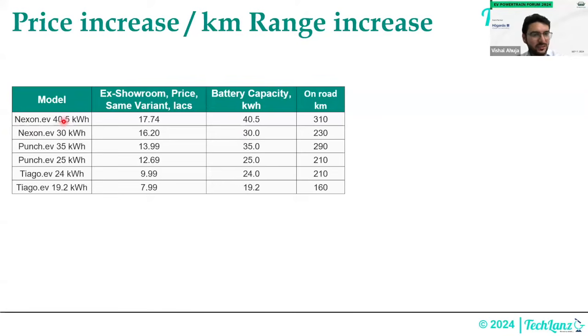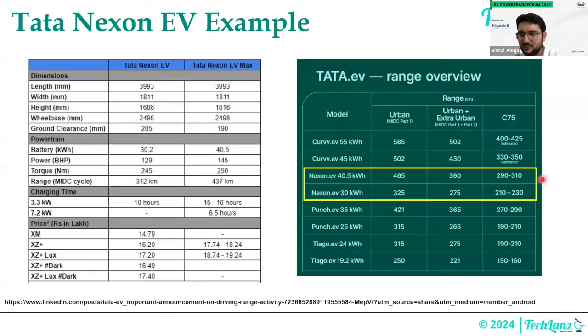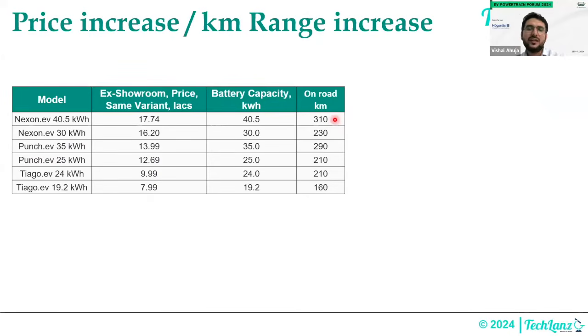So this is basically Nexon. If you consider the first two rows, the price difference between these two is around 1.5 lakh rupees and the battery capacity is around 10 kilowatt hour different. And for the on-road range Tata has published, I have taken the higher figure, because they have taken the AC impact, which I'm trying to neglect just by taking the higher numbers, 310 to 230, right?